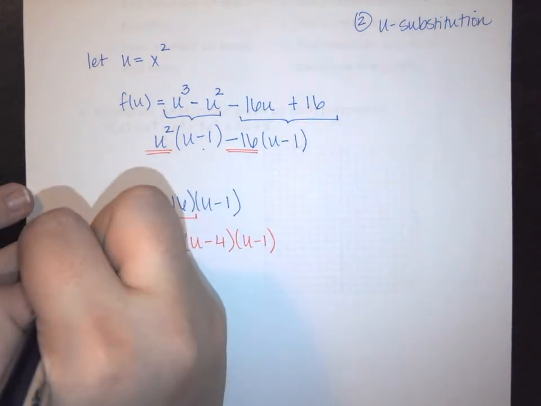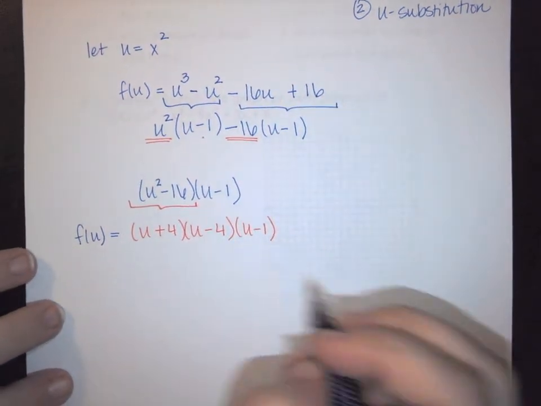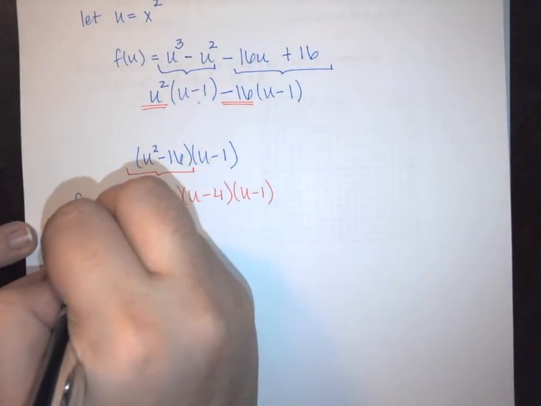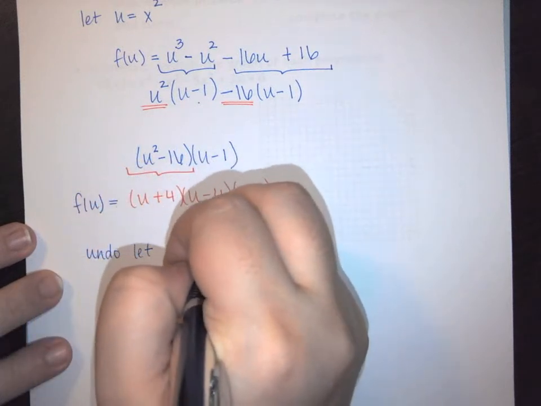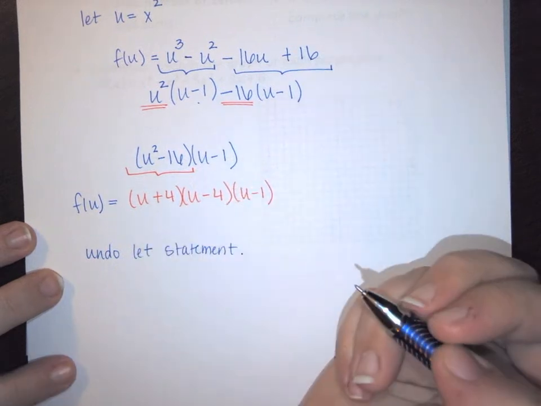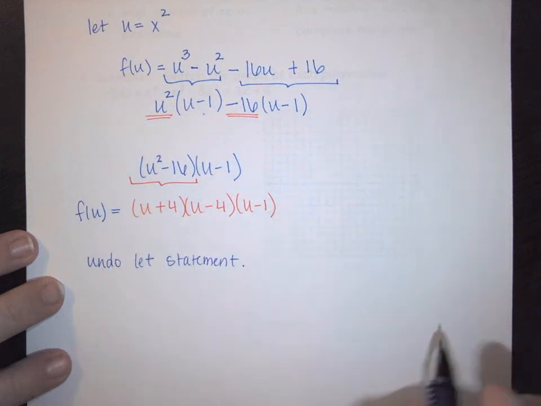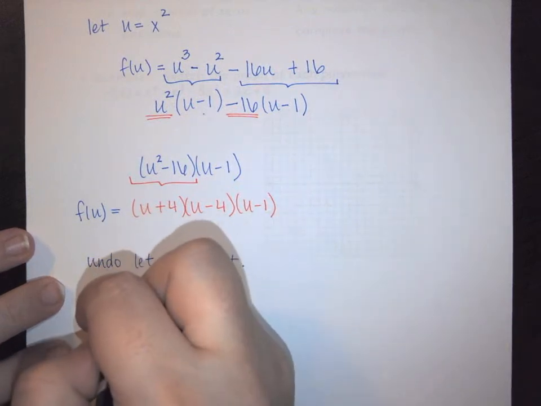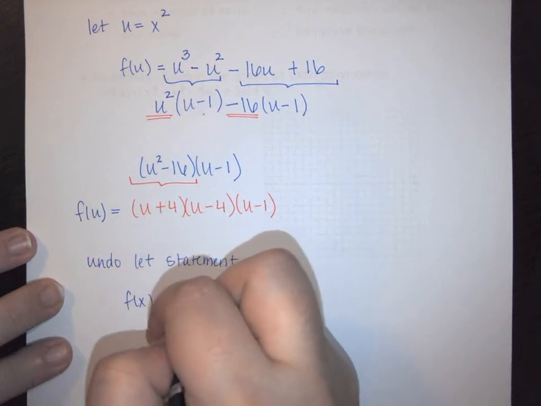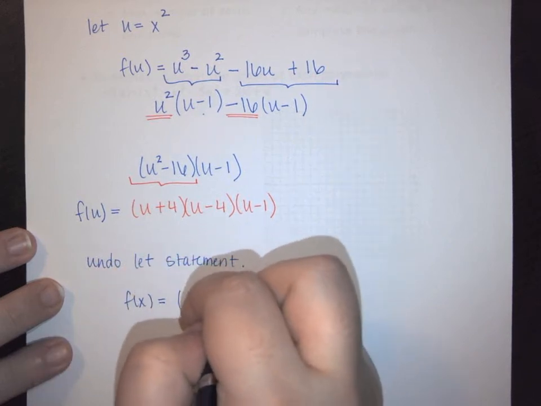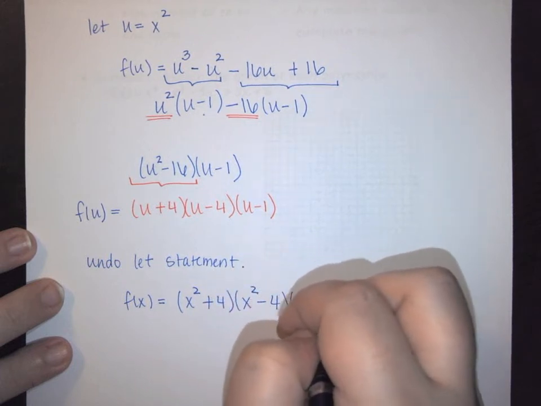Now here we have to remember that this was f of u, and what we want is f of x. So in order to do that, we now have to undo your let statement. In this case, if you remember, we said that u was x squared, so anywhere you have a u needs to become x squared. So my f of x is going to become x squared plus 4 times x squared minus 4 times x squared minus 1.